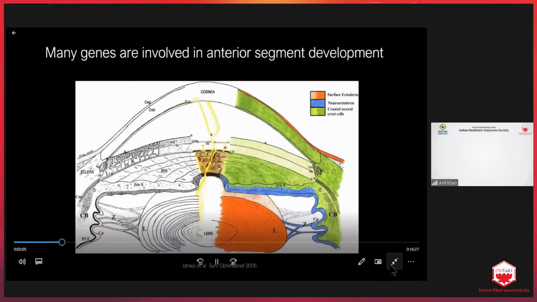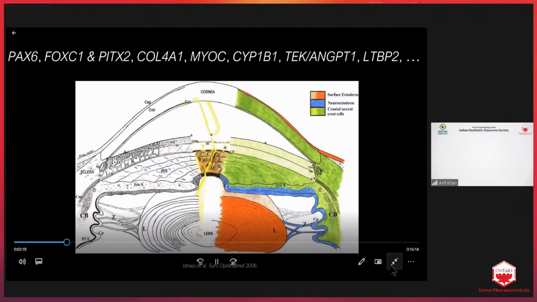Now, there are many genes involved in anterior segment development, and therefore there are many different genes that can have pathogenic variants and lead to childhood glaucoma. It's not my goal to cover all of these potential genes, but I will refer to some of the major ones as we go through the presentation.